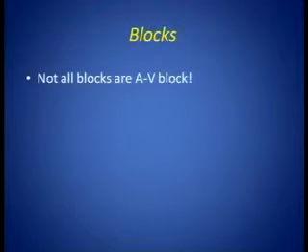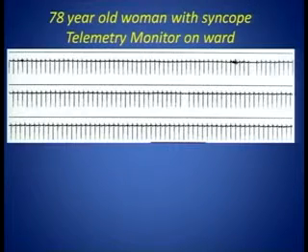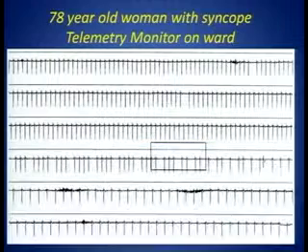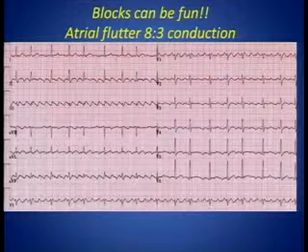So not all blocks are AV block. You can have, this case I'll just quickly, this is SA block. And we can see here it's slowed down. So this is actually 1 to 1 with some occasional block beats, and ultimately 2 to 1 SA conduction. And there it is there.